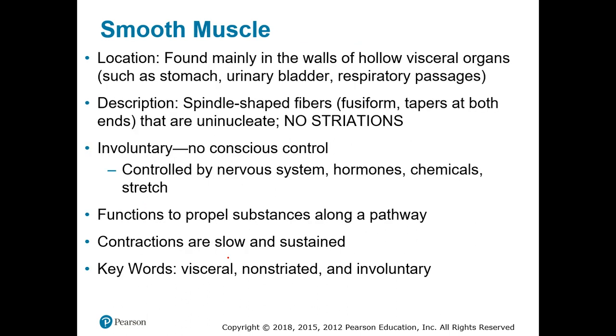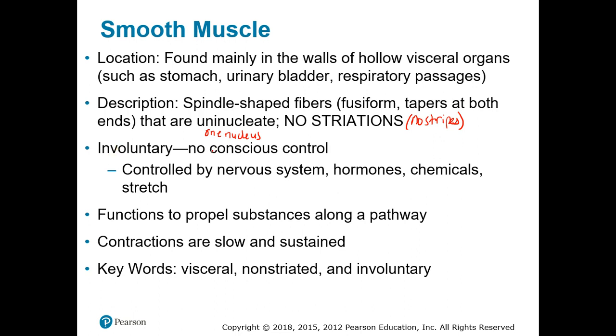Now let's move on to smooth muscle. Smooth muscles are found mainly in the hollow visceral organs, and visceral organs are going to be things like your stomach, your urinary bladder, and your respiratory passages. Now, if I was going to give a description of smooth muscle, I'm going to say that they're very spindle shaped. They taper at both ends. They are uninucleate, which just means one nucleus, and they're called smooth muscle because they have no striations or no stripes.